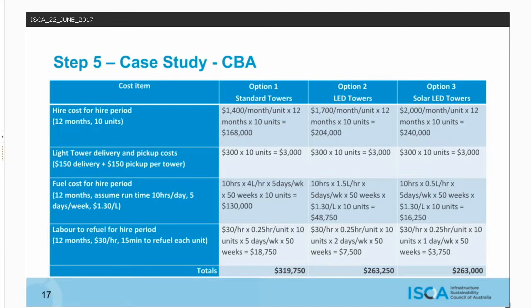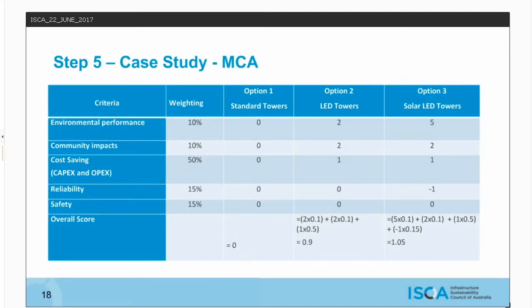So for the MCA, I made all the scores relative to the standard light tower option, hence it scores 0 for everything, so it's all a comparison. The environmental performance of option 3 is far superior due to the large reduction in greenhouse emissions, hence it scored really highly for this. And I rated the alternatives equally for community impacts and cost savings, since the CBA results were very similar.